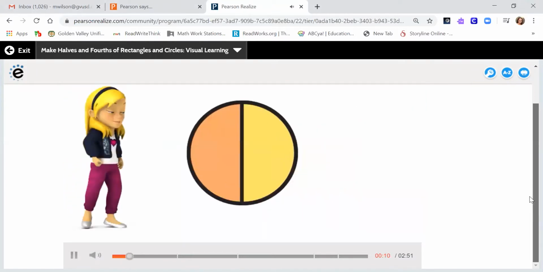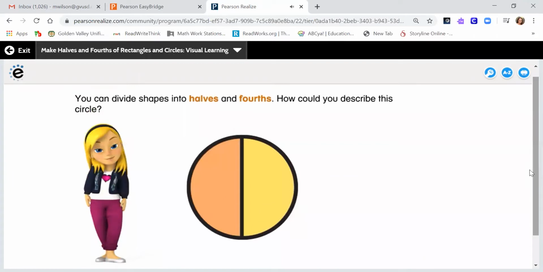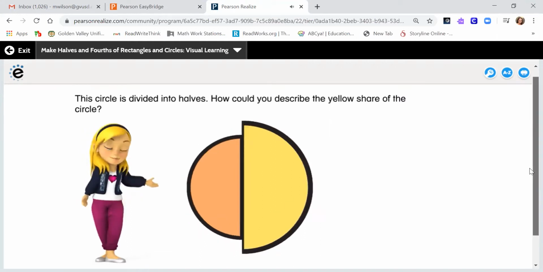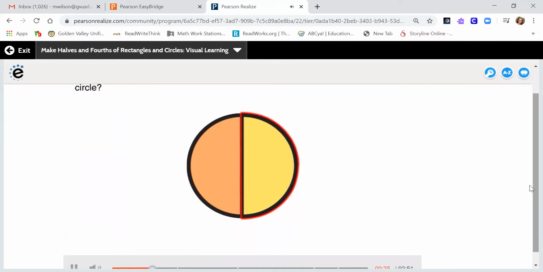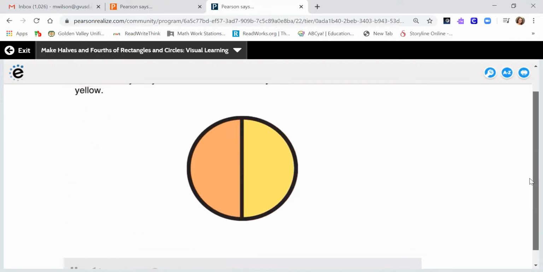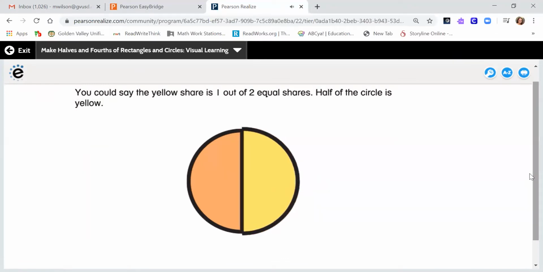You can divide shapes into halves and fourths. How could you describe this circle? This circle is divided into halves. How could you describe the yellow share of the circle? You could say the yellow share is 1 out of 2 equal shares. Half of the circle is yellow.